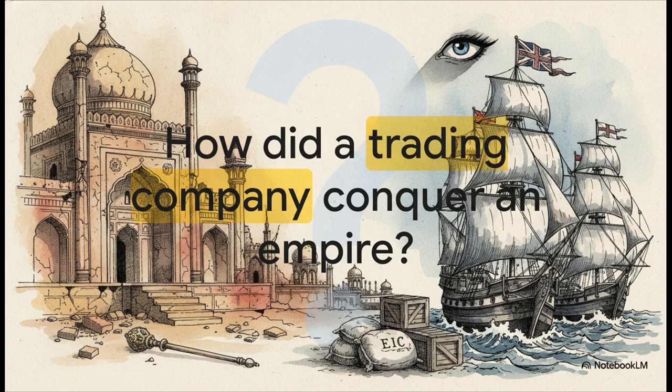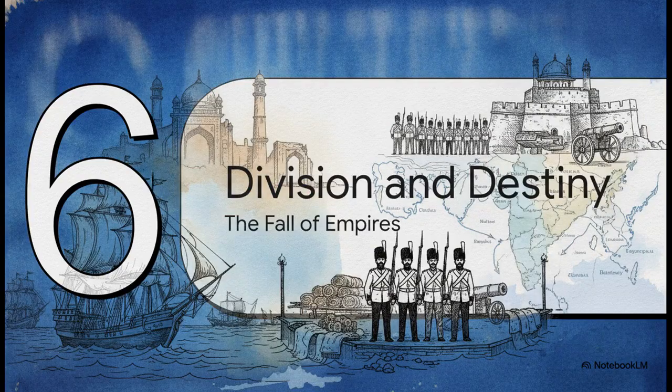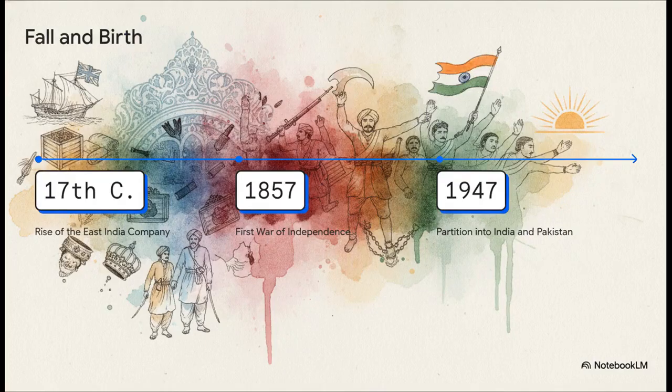Which brings us to a truly intriguing question. How did a simple trading company manage to conquer an entire empire? Well, the British East India Company was watching the Mughal decline with very opportunistic eyes. Part 6, Division and Destiny, the Fall of Empires and the Birth of Nations. As the Mughals weakened, the British East India Company transitioned from simple coastal traders buying textiles and spices to absolute rulers of Bengal, Madras, Bombay, and Delhi.